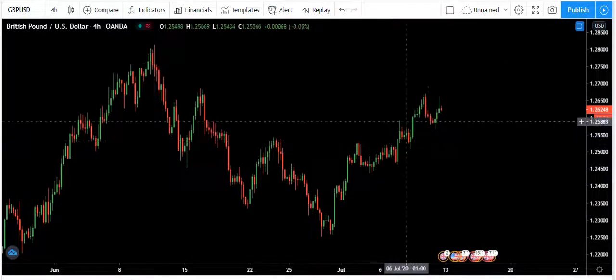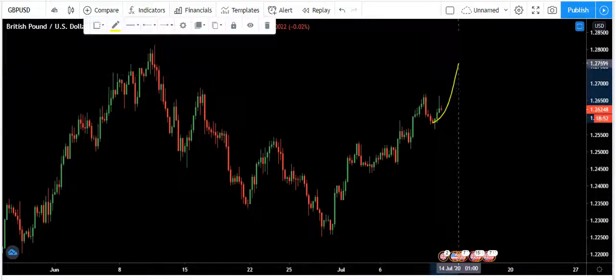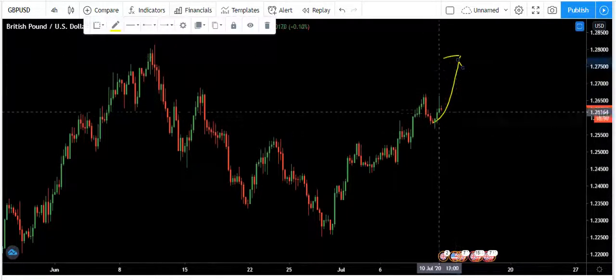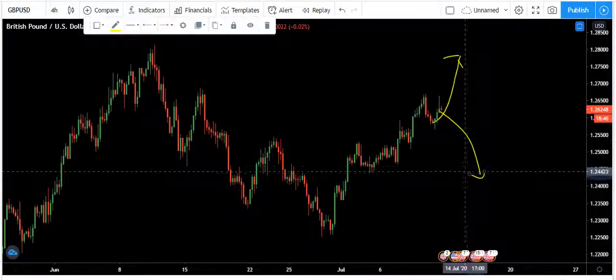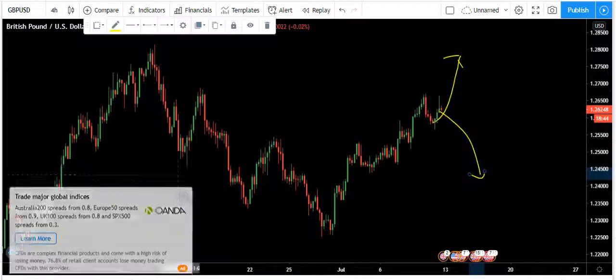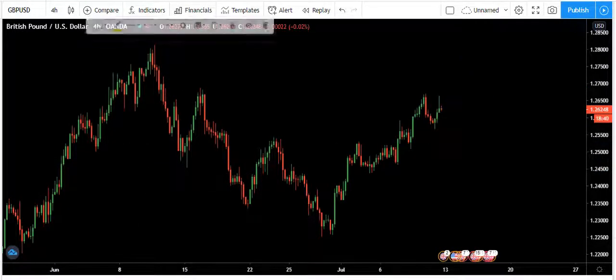actually both of them can happen. That means the price from here can correct and go higher. Also, the price from here can go lower. In this case, if we get any buy setup, we can trade for buy. If we get a proper sell setup, we can also look for sell.